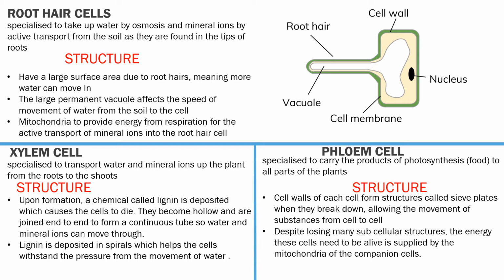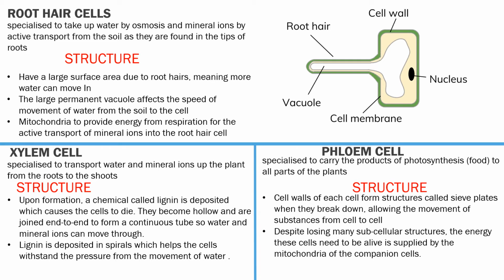Its structure is that it has a large surface area due to the root hair, meaning more water can move in. It has a large permanent vacuole, which affects the speed of the movement of water from the soil to the cell. It also has mitochondria to provide energy from respiration for the active transport of mineral ions into the root hair cell. The xylem cell and the phloem cell.